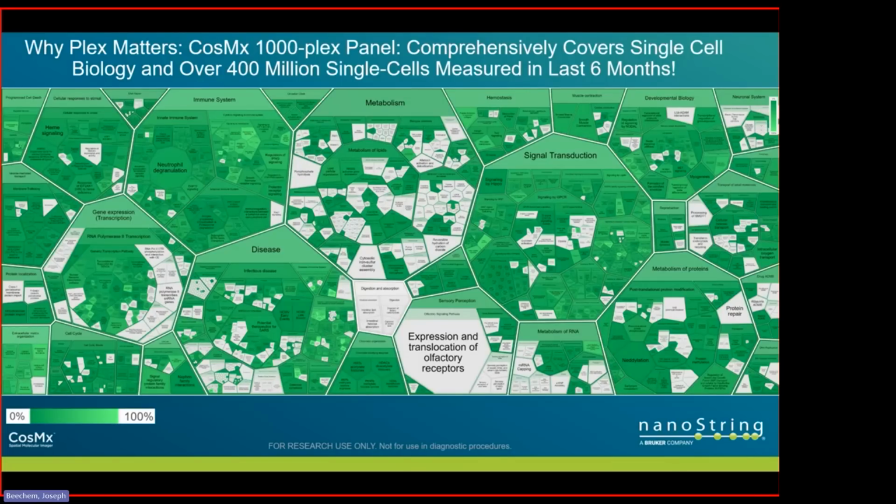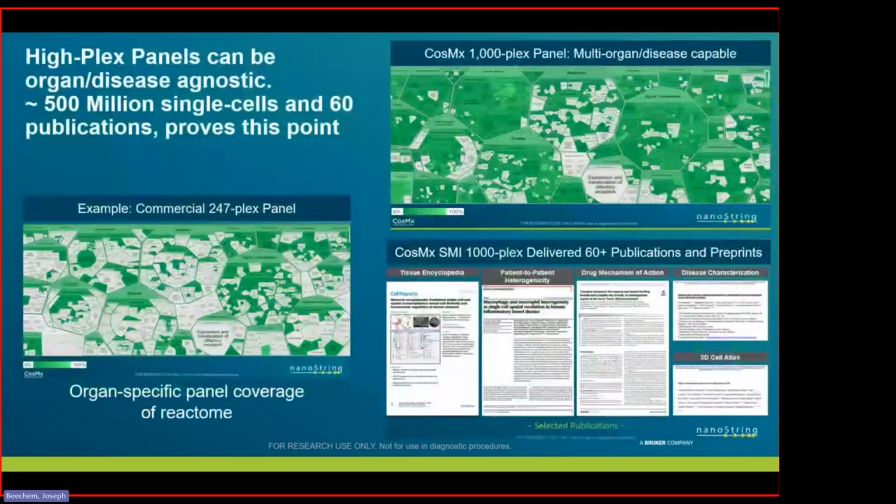I wanted a general panel that would work over many different types, and that's what we were able to accomplish. We now have over 600 million single cells on this panel. This is a little bit dated, and growing, and literally 100 publications that come out in a wide variety of places. You can see inflammation, organ transplantation, cell atlasing, and you can do it all with this general purpose 1,000-plex panel that we came up with.